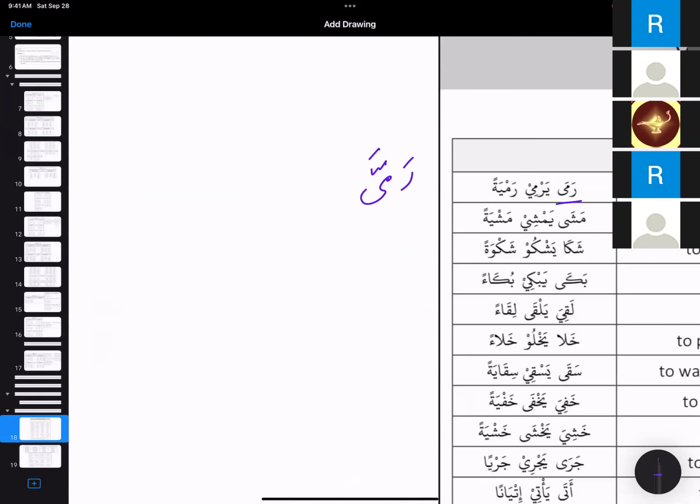So Ramma, Rammaya, Rammau, Rammat, Rammata, and then Ramaina, Rammaita, Rammaituma, Tatuma. Right? Okay, what would be the Mudariya? You Yarmi, you Yarmi, Yarmiani, you Yarmuna.